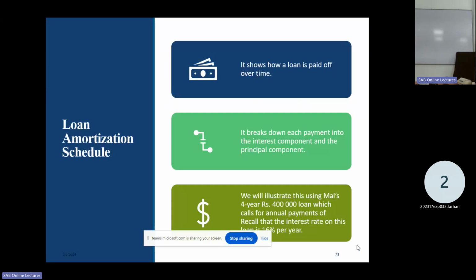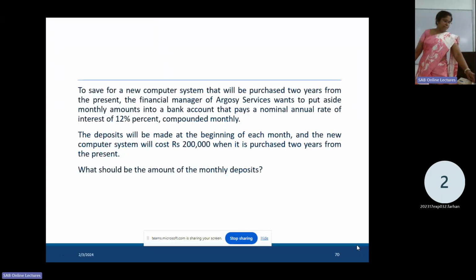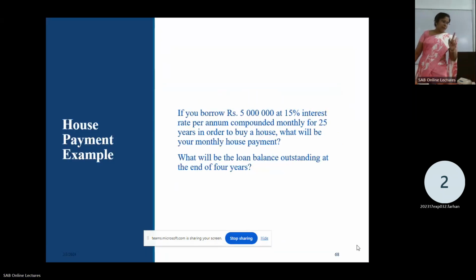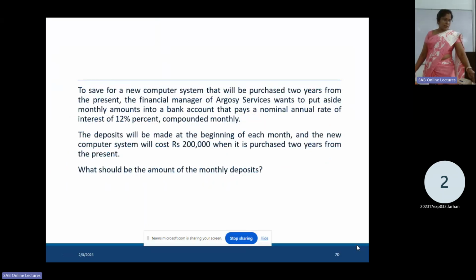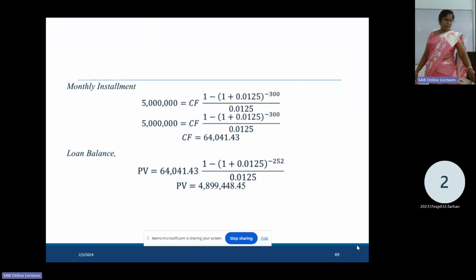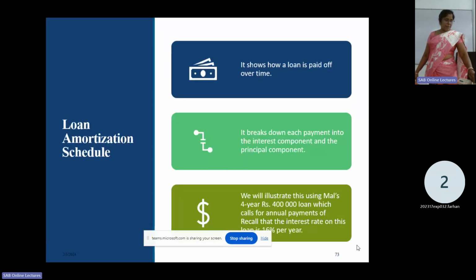As I remember, we discussed some questions related to the loan installment calculation also. We did this example, no? Yeah. So you know how to determine the installment for a loan. Now we are going to prepare the loan amortization schedule. That is one application here.